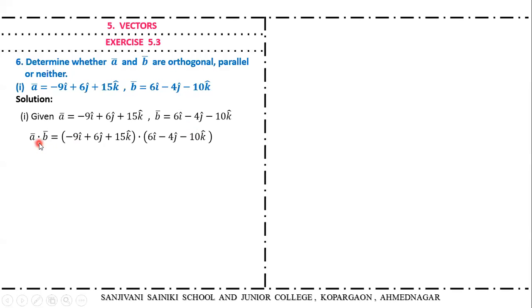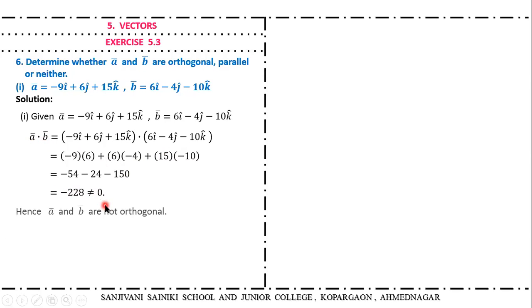Now take their dot product, the component-wise dot product of the first with the second. Simplify it, and we get -2 to 8, which is not equal to 0. So the dot product of the two vectors is not equal to 0. Hence A bar and B bar are not orthogonal. Orthogonal is the same as perpendicular.